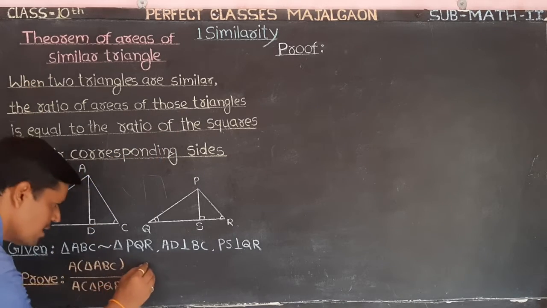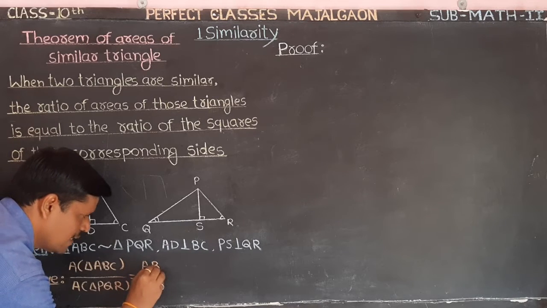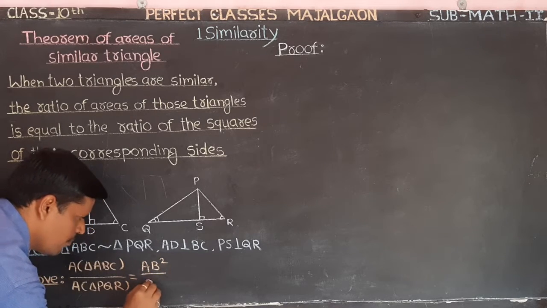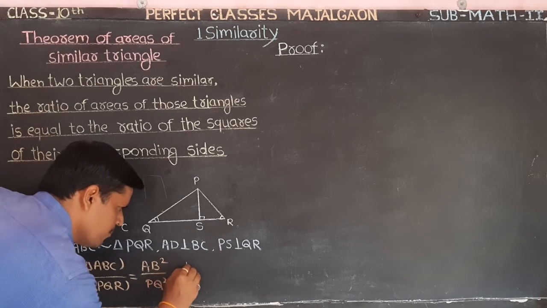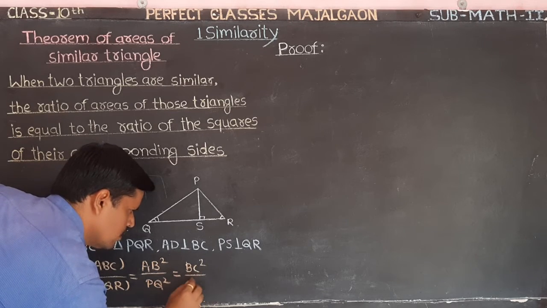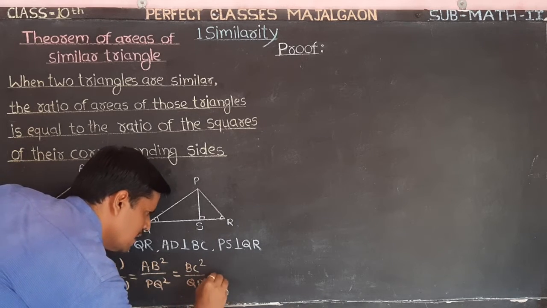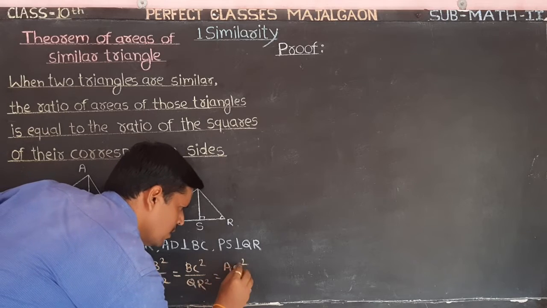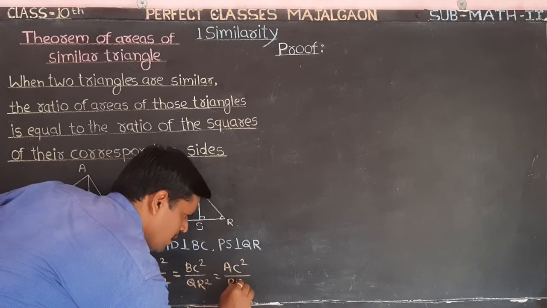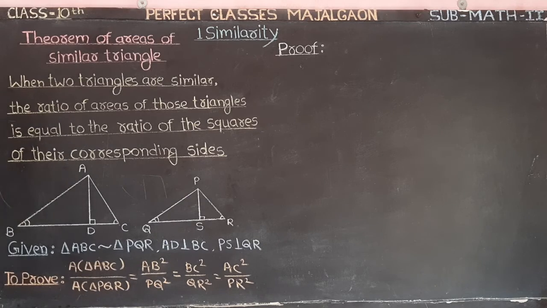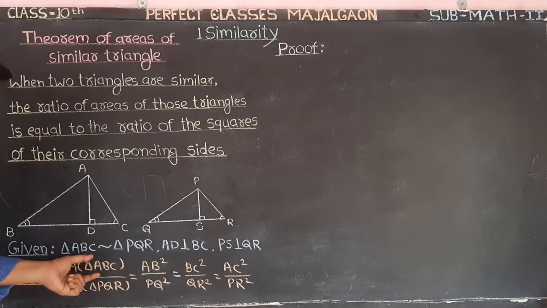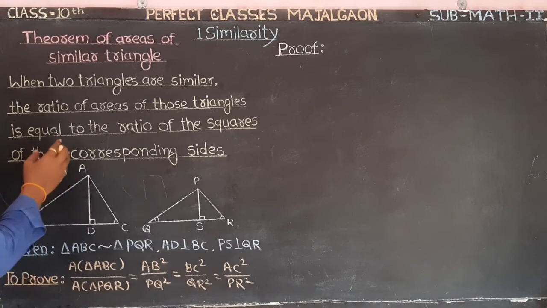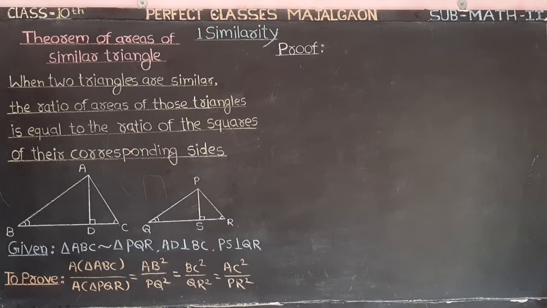Which are the corresponding sides? We will write here the corresponding sides. AB square upon PQ square is equal to BC square upon QR square is equal to AC square upon PR square. Here we will write to prove. Given: these two triangles are similar and these are the perpendiculars. To prove: the ratio of areas of these two triangles is equal to the ratio of squares of their corresponding sides.